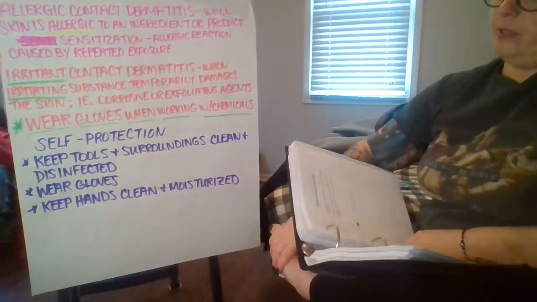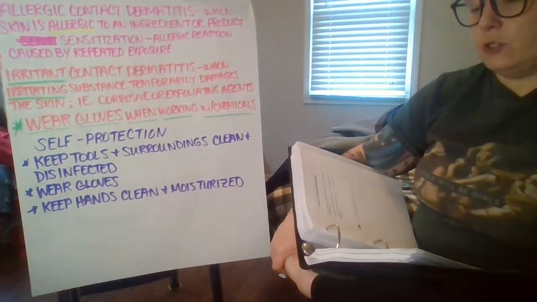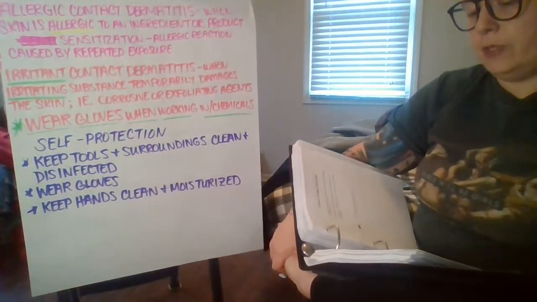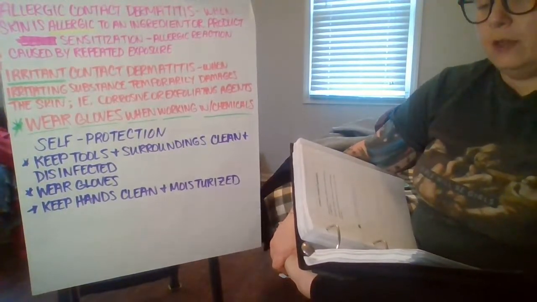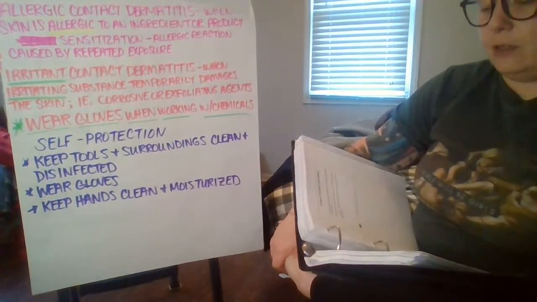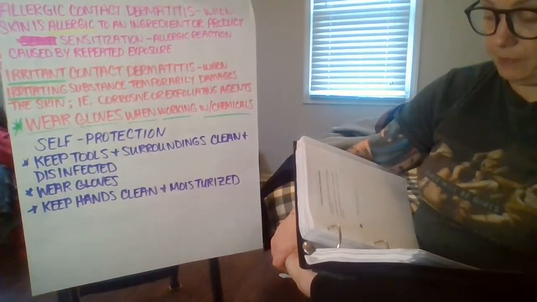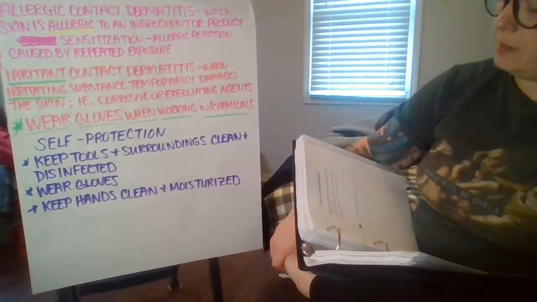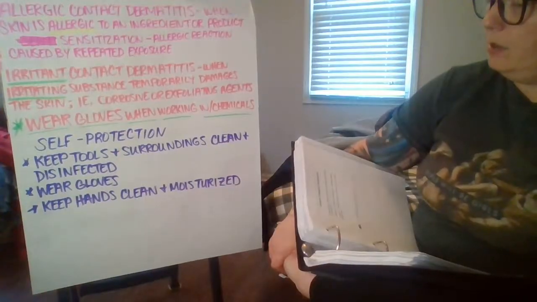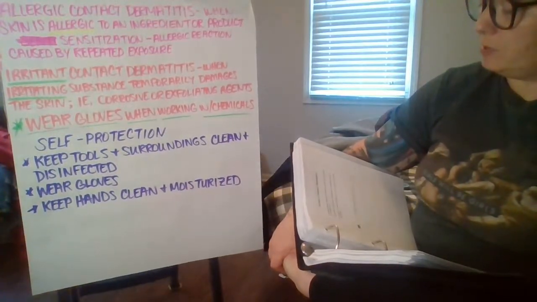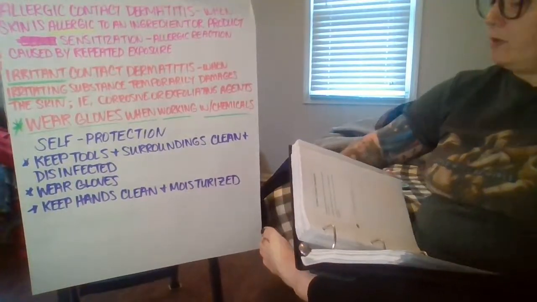And there are a couple of different kinds of contact dermatitis. You have the allergic contact dermatitis, which is caused when the skin is allergic to an ingredient or product. Sensitization is an allergic reaction created by repeated exposure to a chemical or substance. Irritant contact dermatitis is caused when irritating substances temporarily change the epidermis. For example, corrosive substances or exfoliating agents. You can avoid this by wearing gloves when working with irritating chemicals.